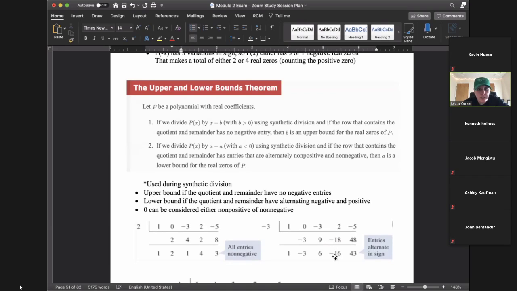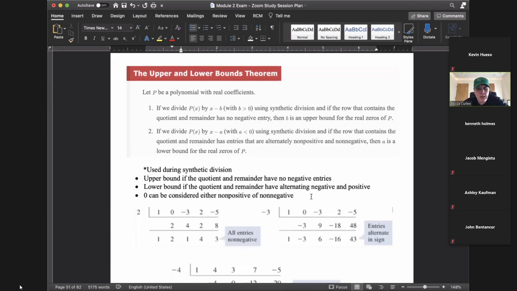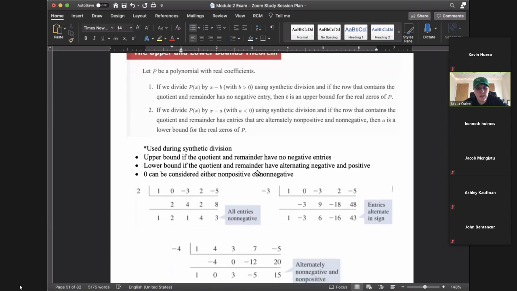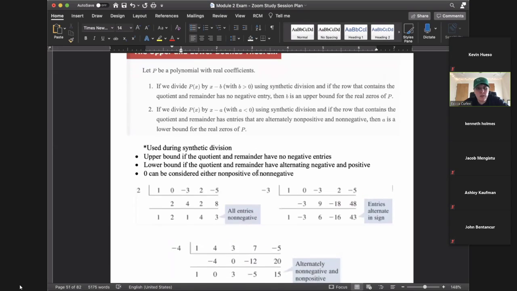If we divide P of x by x minus b with b greater than 0, there's an easier way to say this rule. The upper bound is found if the quotient and the remainder have no negative entries. You do this by going up in integers from 0 for the upper bound and going down in integers from 0 on the negative side for the lower bound. So 0 can be considered either non-positive or non-negative in these cases.